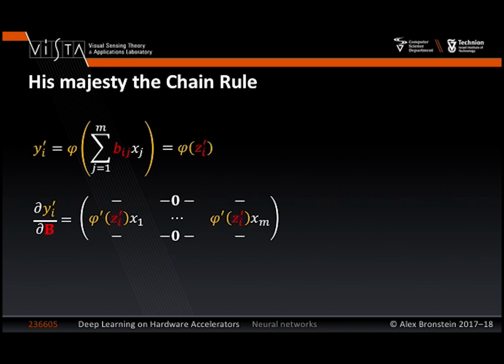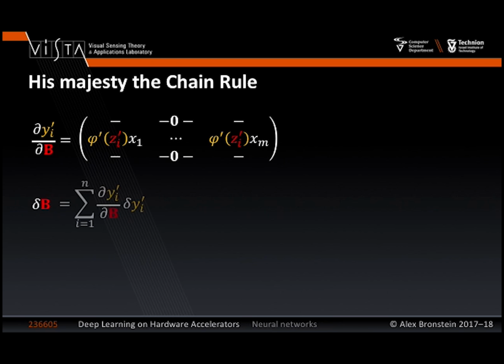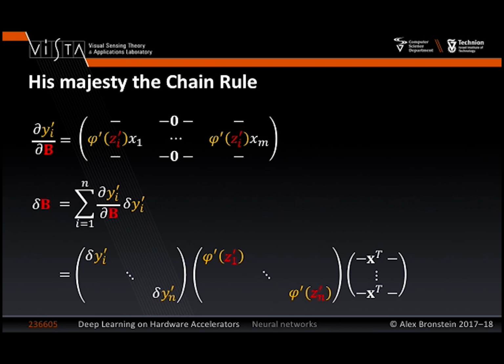We get exactly what we had before, just instead of y prime we have x, instead of psi prime we have phi prime, and instead of the A's we have the B's. Make sense? Now I can substitute this into my expression and get delta B by this expression. It's exactly as delta A, but referring to a different part of the network. And instead of having delta y in the first diagonal matrix, we have delta y prime.